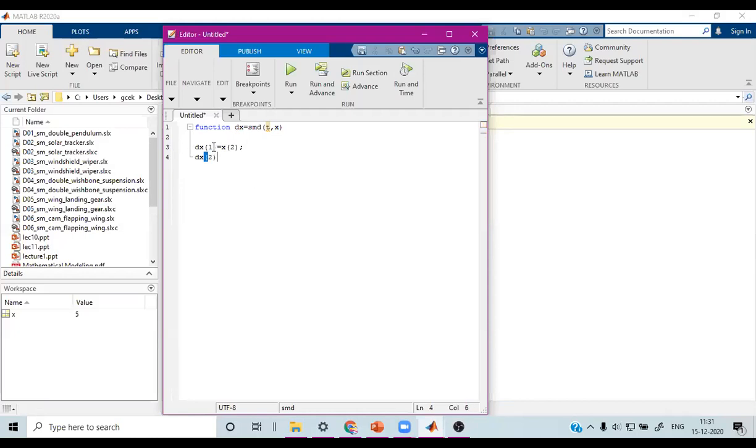Dx2, I can put it, which is, you know, that relation, that is f0 into sine of omega into t, minus c into x of 2, minus k into x of 1, and then I'm going to divide that by m. Here we don't know the value of f0, we don't know the omega value, we don't know the k value, all these I need to define here.